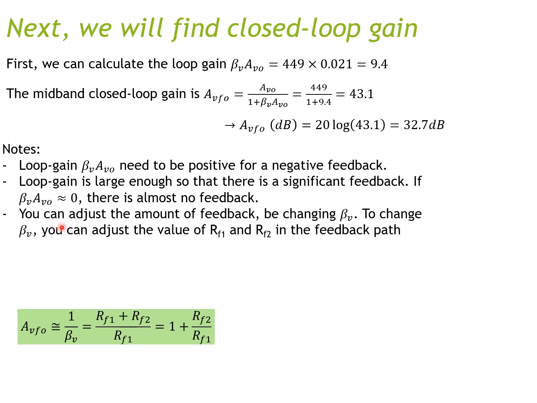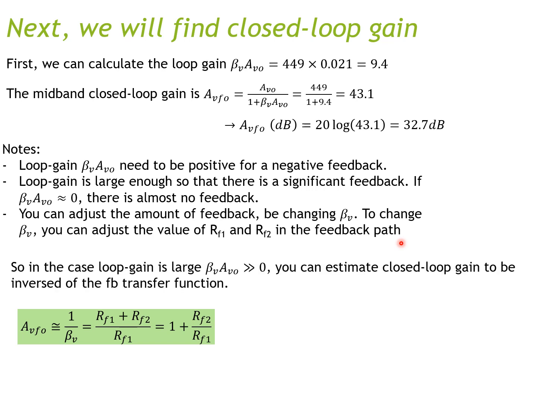So you can adjust the amount of feedback basically just by changing beta, okay? And in order to change beta, you just have to adjust the value of RF1 and RF2 in the feedback path. So this is the elegance of this design, because usually in the past you would have to go back and try to figure out and change a bunch of things in the basic amplifier, but now you can easily tune your feedback amplifier just by a couple of resistors.